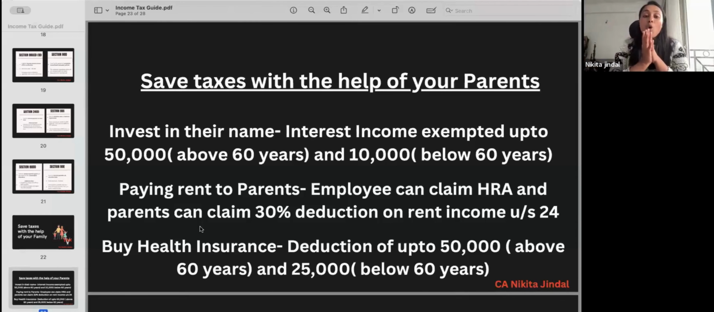So these are the most common things which you can do in your parents' name, and you can get the best advantage of income tax. Number one is invest in their name. Number two is paying rent to your parents. Number three is invest in good health insurance policies for your parents.